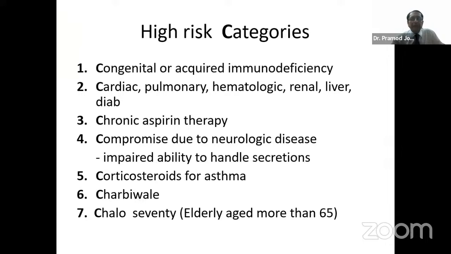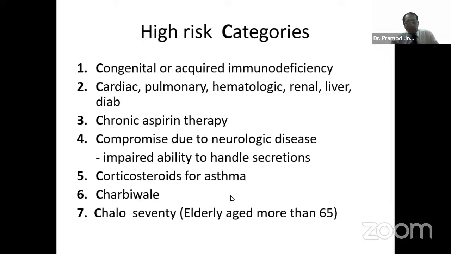And there are certain high-risk groups who are likely to have severe presentation. And for the sake of convenience, I have started all these conditions with the alphabet C. So if there is a congenital or acquired immunodeficiency, or a cardiac, pulmonary, hematologic, renal, liver, or diabetic condition, or chronic aspirin therapy, or compromise due to neurologic disease, or corticosteroid therapy for asthma, or people who are basically obese. So these are the people who are to be always observed because they are high risk categories. And of course, the ones who are elderly, they are also at a higher risk.